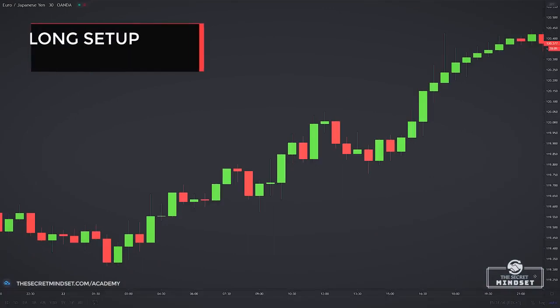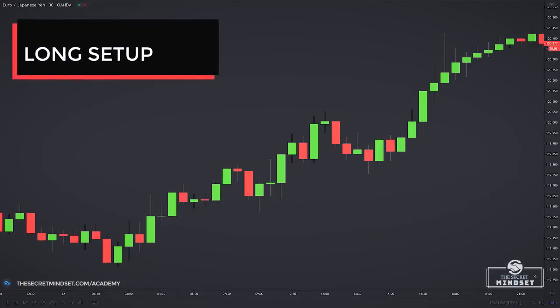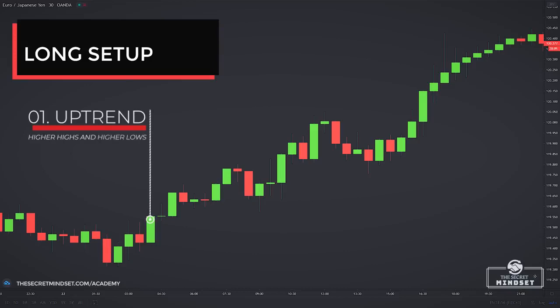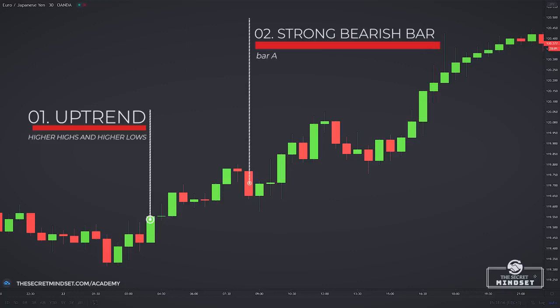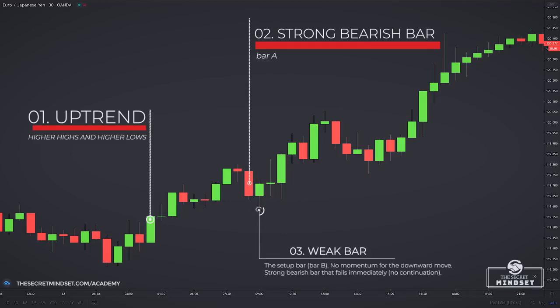Here is the full context for a long setup. First, we need an upward trend, meaning that the market must record higher highs and higher lows. Second, we need to find counter-trend traders, so we need a pullback, meaning a strong bearish bar. That's bar A. Third, the previous strong bearish bar must be followed by a weak bar. This can be bullish or bearish. That's bar B, the setup bar. The point is that we don't want to see any momentum for the downward move. By looking for strong bearish bars that fail immediately, we find the anxious counter-trend traders.